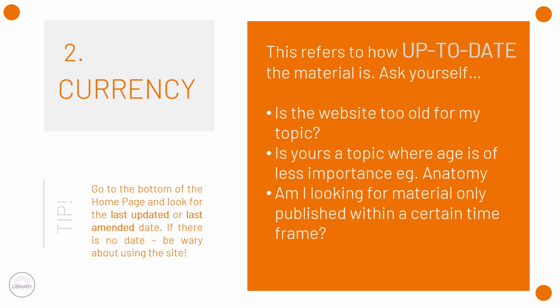The second criteria is currency. This refers to how up-to-date the material is. Whether this matters or not may depend on the subject you're looking for, and in some subjects, for example anatomy, it may be less important. It can sometimes be difficult to find a date for the website, so a tip is to go to the bottom of the home page and look for the last updated or the last amended date. The copyright date may also be found here and can be used if there is no other date available.